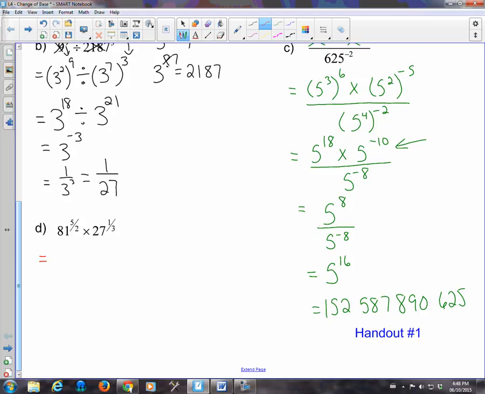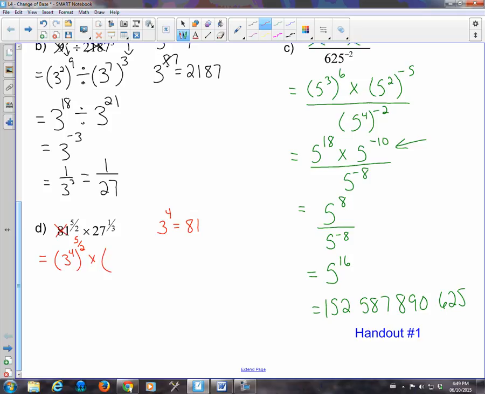81 and 27. You got to know your times tables. If you don't know your times tables, you're going to have trouble with this. So I know 81 and 27 are both multiples of 3. And I know I've done a few of these where I've learned that 3 to the exponent 4 is 81. So instead of 81, I'm going to put 3 to the exponent 4, and then I have this crazy fraction exponent that was there.